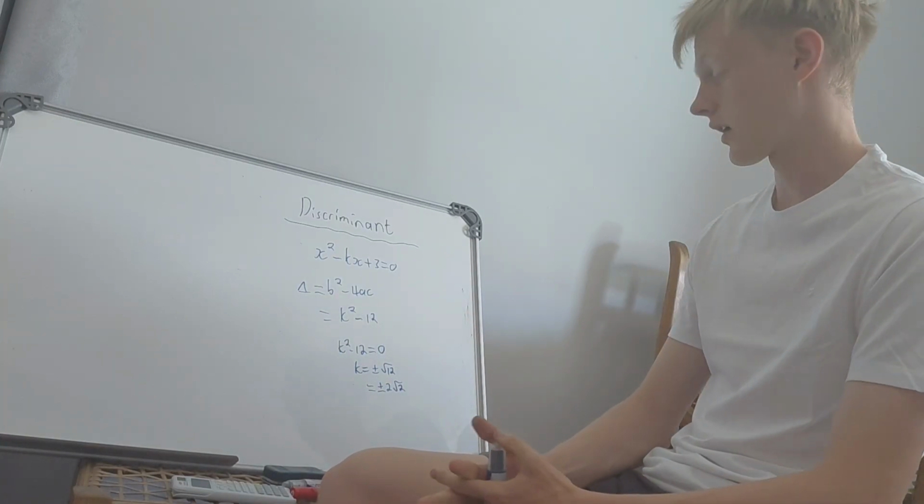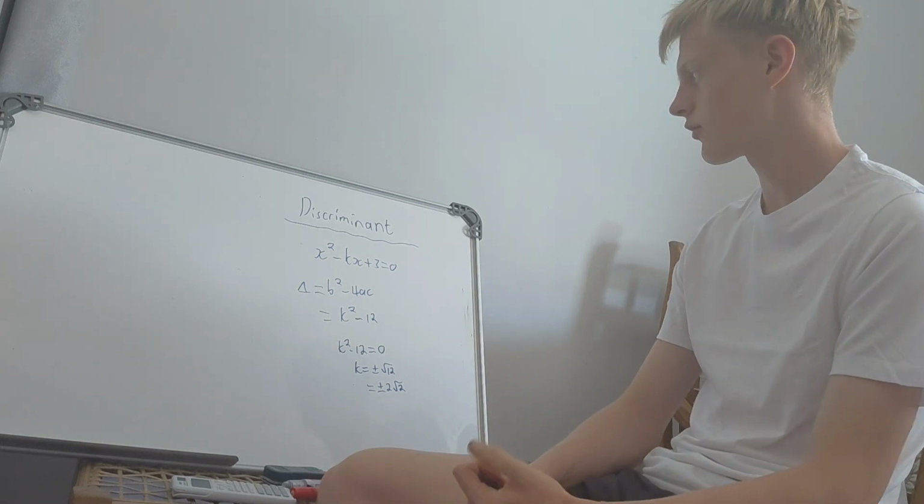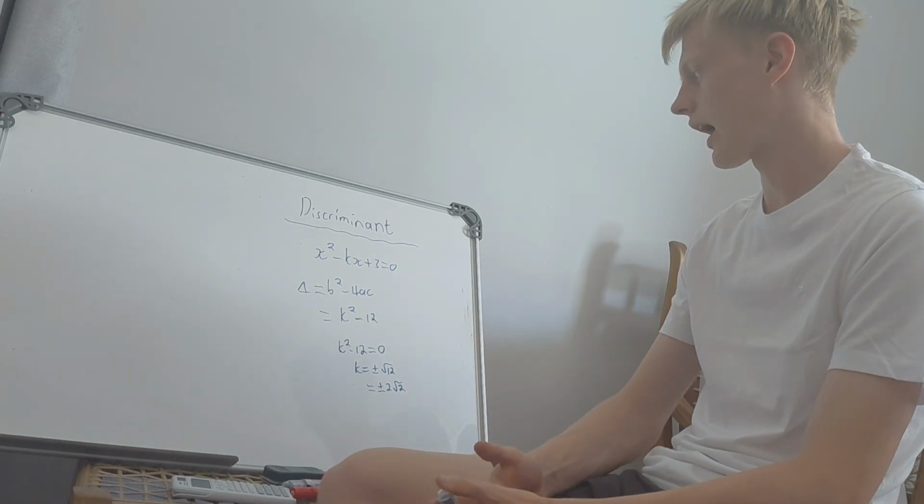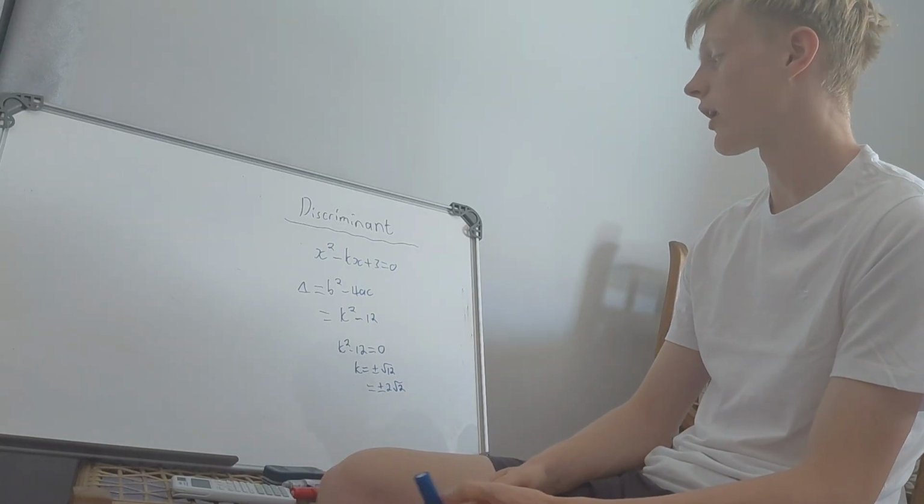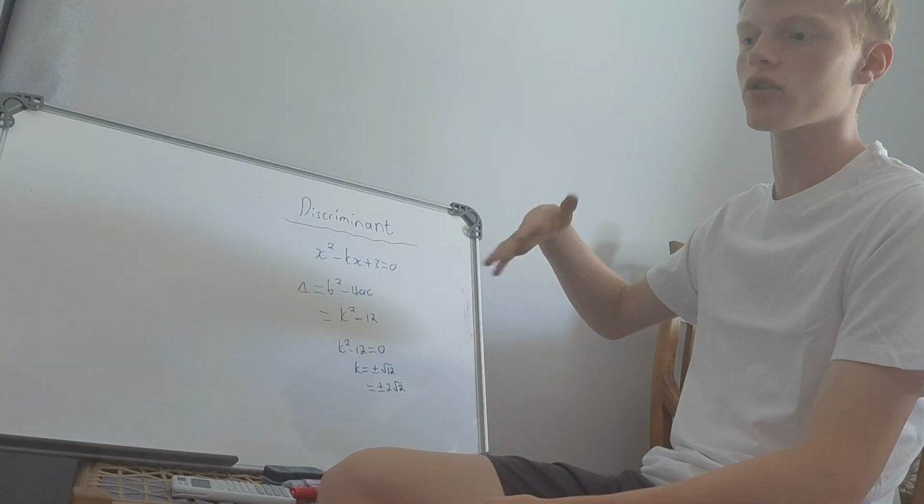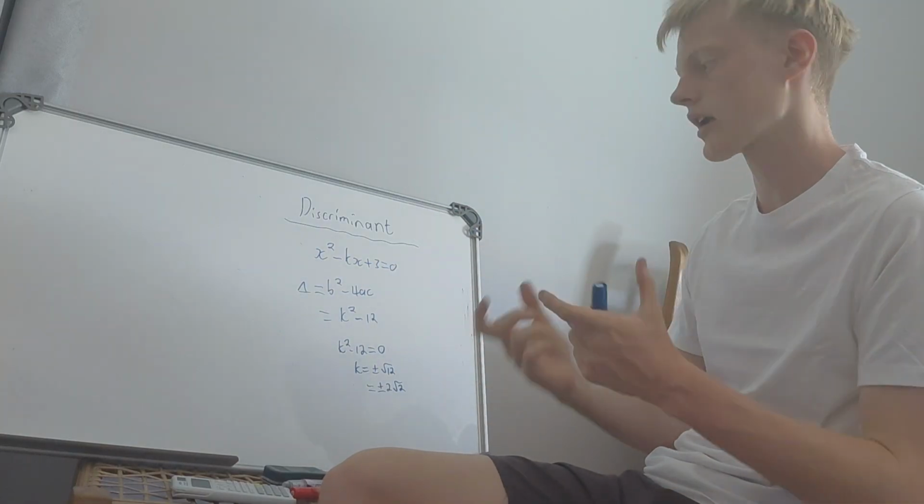But yeah, that is all you need to know about the discriminant for now. Thank you very much for watching, and please watch the next video in which I will talk about how the discriminant can also be used to find the number of intersections between 2 different graphs.